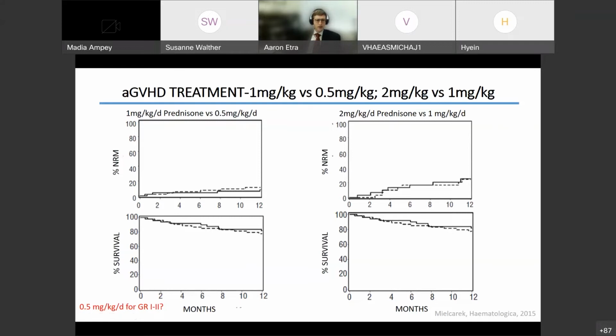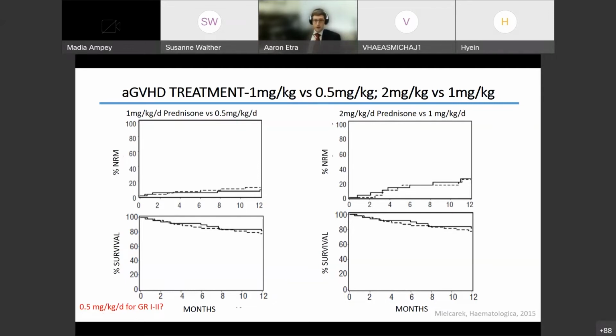And there were 102 such patients. Then they had an additional group for patients who had more than 50% body surface area, more than a liter of diarrhea or liver dysfunction. Those were the patients that were randomized to 2 milligrams per kilogram per day versus 1 milligram per kilogram per day. And their primary endpoint was a greater than or equal to 33% reduction in the cumulative prednisone dose at day 42. And so this was very interesting for a variety of reasons.